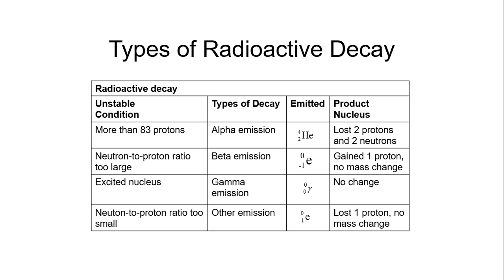Gamma emission comes from having a nucleus that is too excited. There's too much energy within the nucleus. And the way it expels that energy is by emitting gamma rays. There's no change to the nucleus itself.